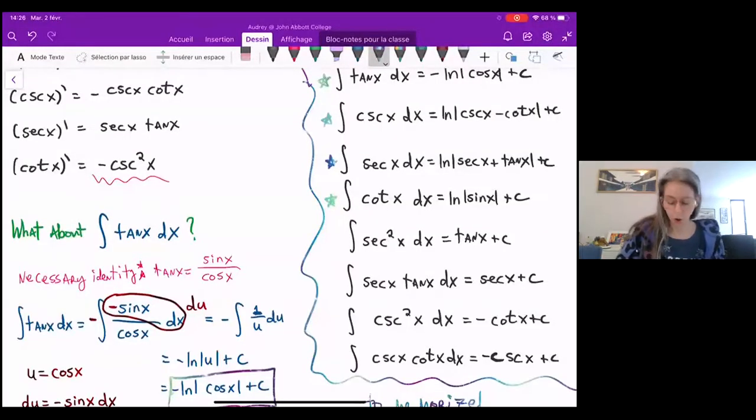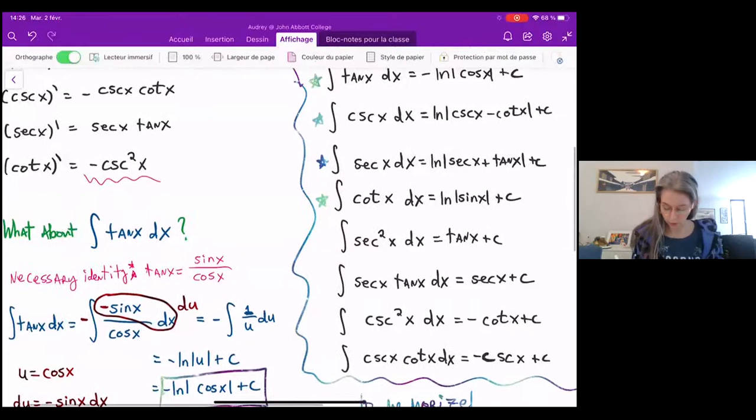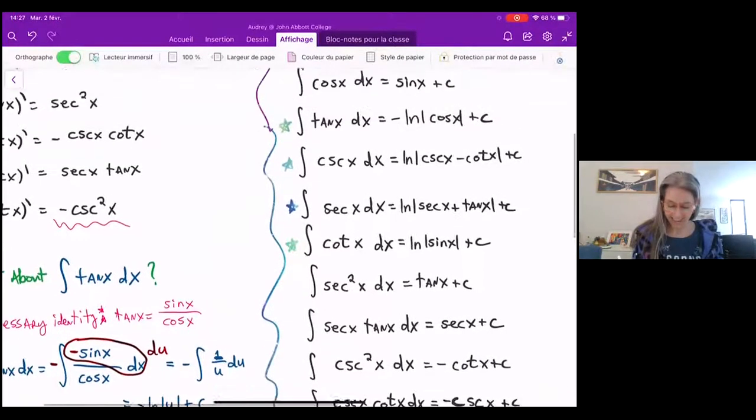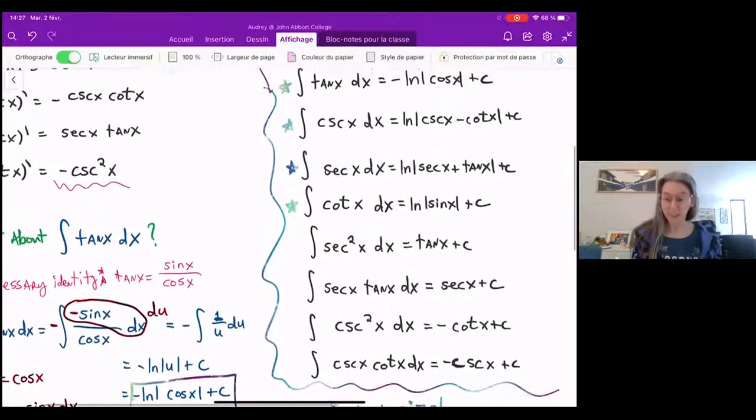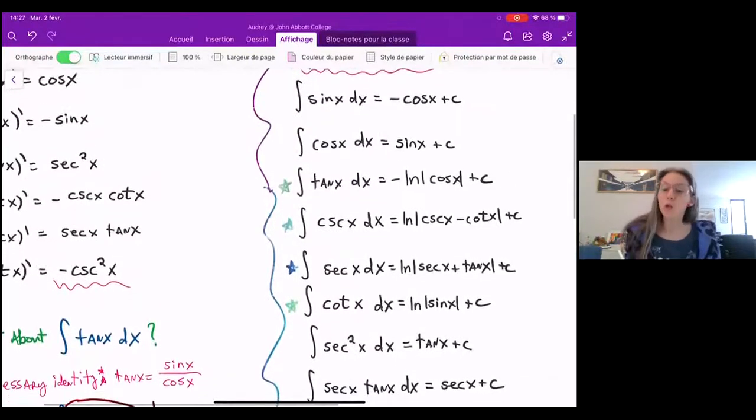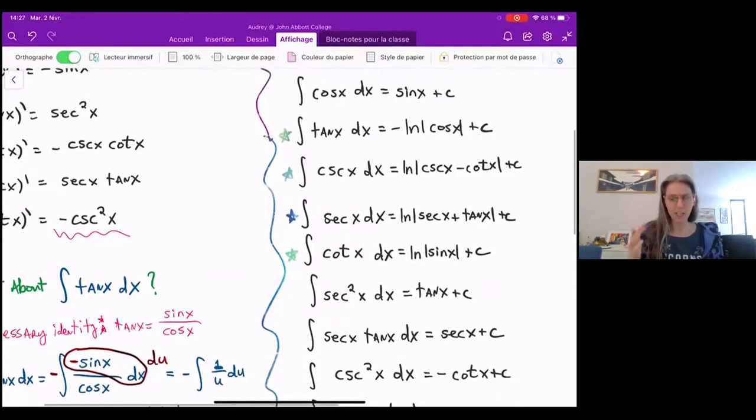Okay, so these are all our trig integrals. We have 10 of them. And you need to not only know them when you see them, but you need to know that you know them. So in other words, when secant squared shows up, you need to be like, oh, that's a known form. I've got that.